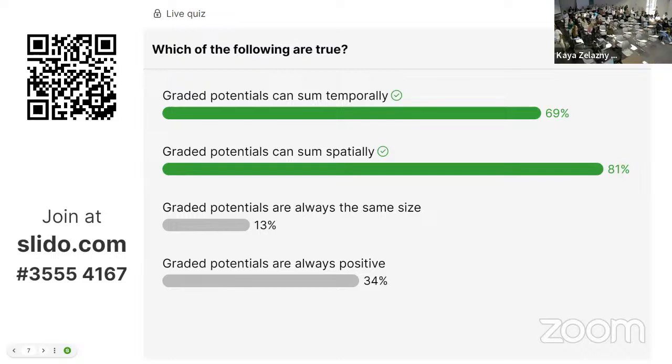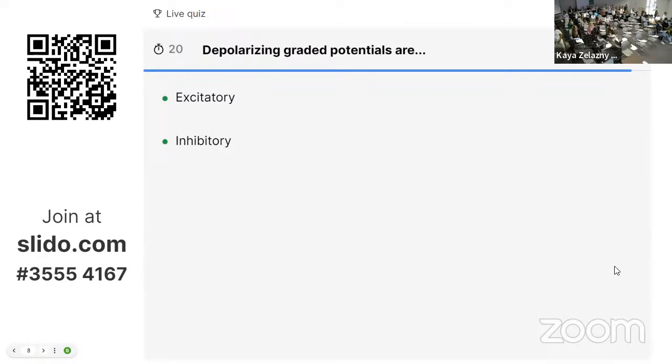So they're not always the same size. We can have strong stimuli and weak stimuli. That's a difference from the action potential, which is always the same size, always goes to +30, falls back down. These graded potentials aren't always positive, so we can have depolarizations. We can have positive ions come in, but we can also have graded potentials that are hyperpolarizations. So they get us farther away from the threshold, kind of like more negative.